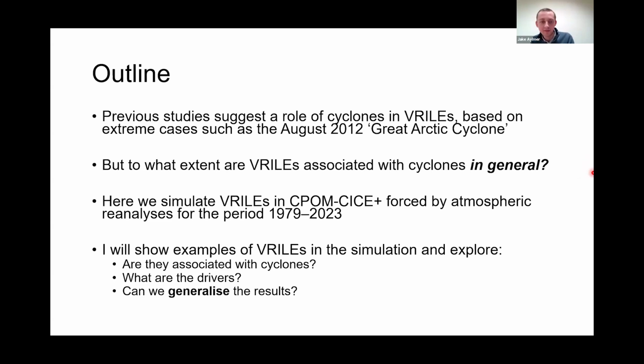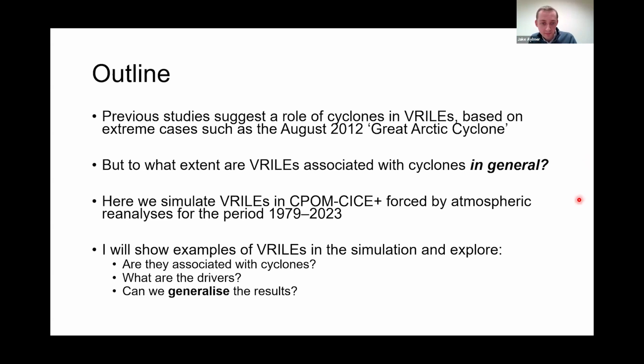So what we wanted to do in this work was to analyze to what extent VRILs in general are associated with cyclones. Rather than just picking out specific cases where we know there's a cyclone and looking at the impact on the sea ice, let's analyze the VRILs by themselves first: objectively identify them, look at the drivers, and then see whether they are associated with cyclones or not.